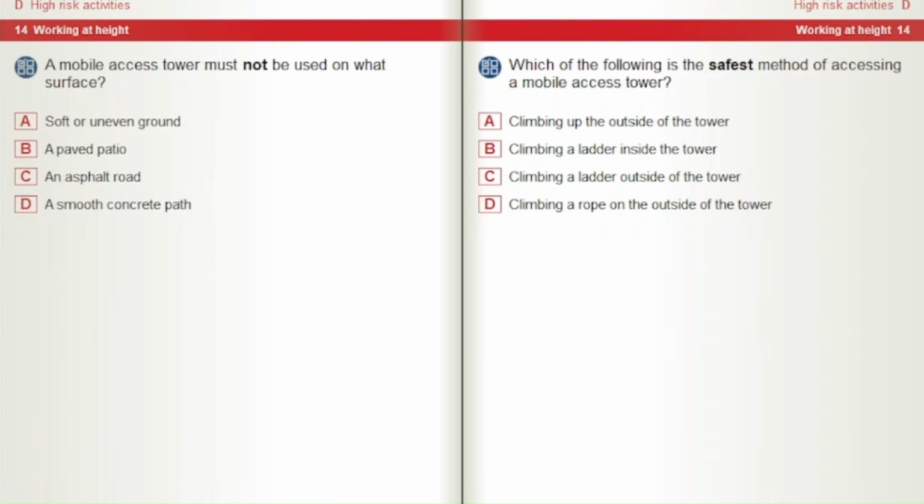Which of the following is the safest method of accessing a mobile access tower? Climbing up the outside of the tower. Climbing a ladder inside the tower. Climbing a ladder outside of the tower. Climbing a rope on the outside of the tower.